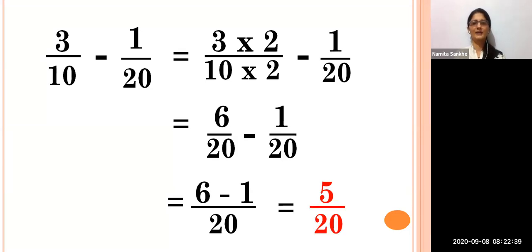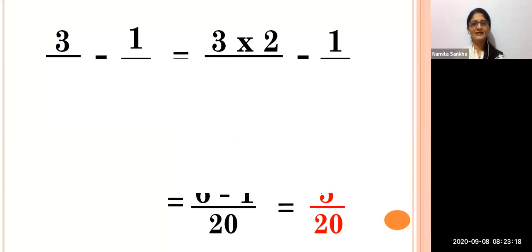Right. Now mute your mic. Okay, see. Now, here in subtraction also, the denominators were different. We created a common denominator to make the sum easy, right? Once you make the denominators common, it is very easy to calculate, but you should know how to make a common denominator. So you have to find the LCM, you have to find the connection between the denominators, and then it will be very easy to find it. So once we find the common denominator, then it's easy to calculate. So here the answer is 5 upon 20. We'll see one more example.